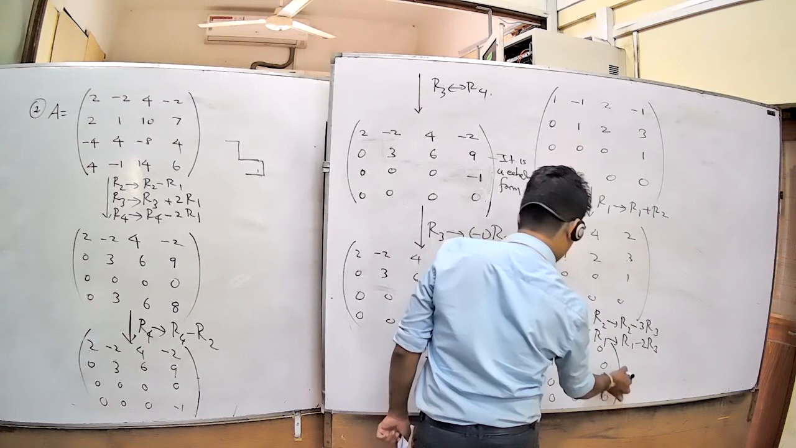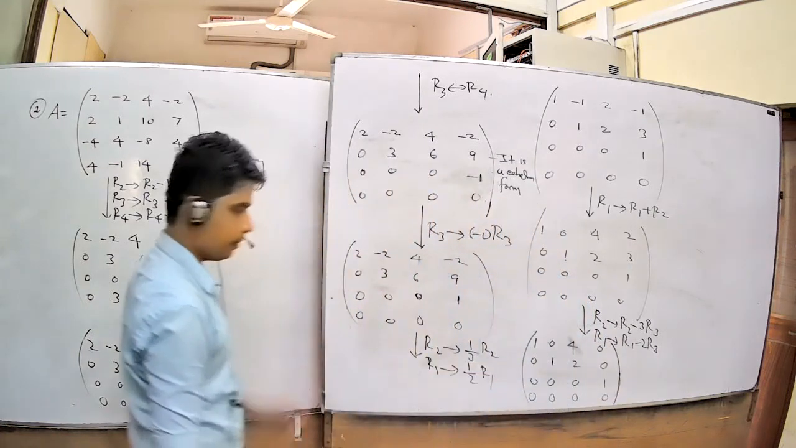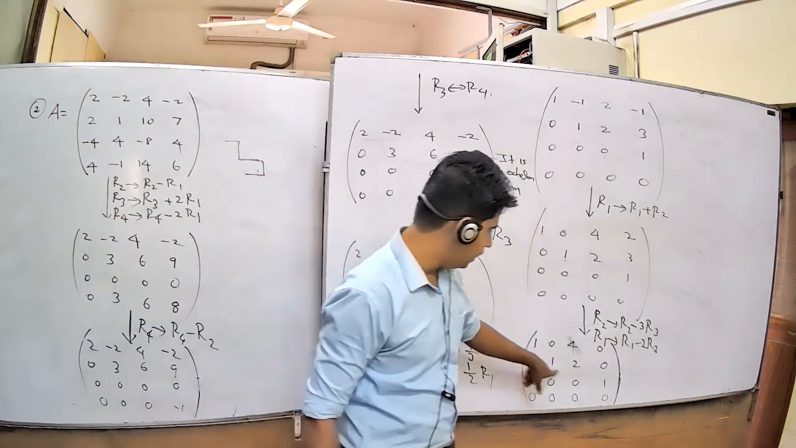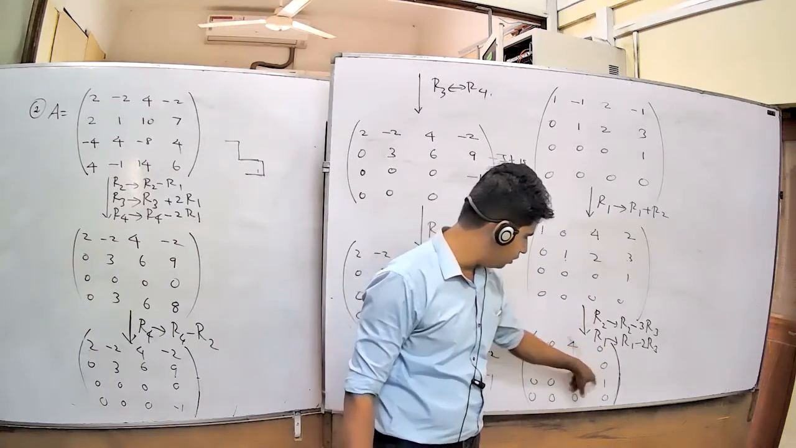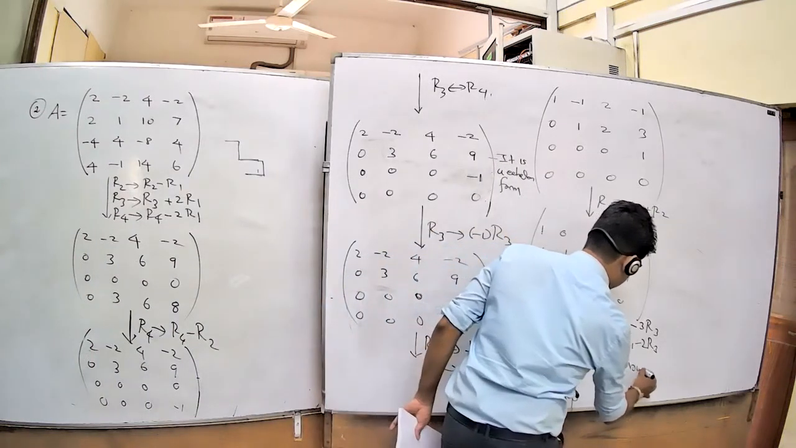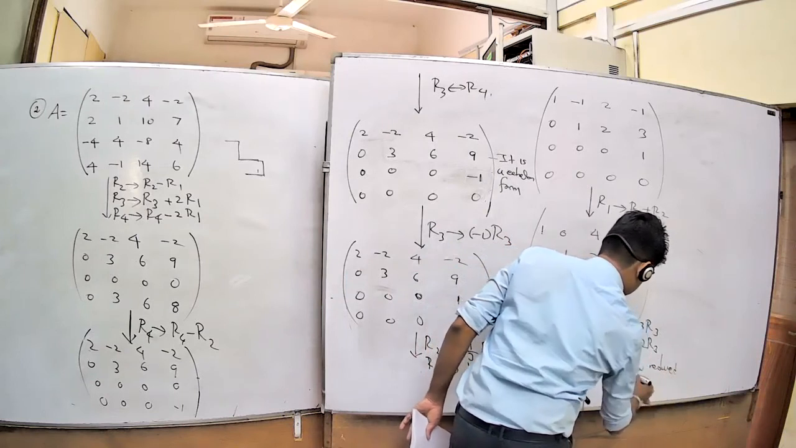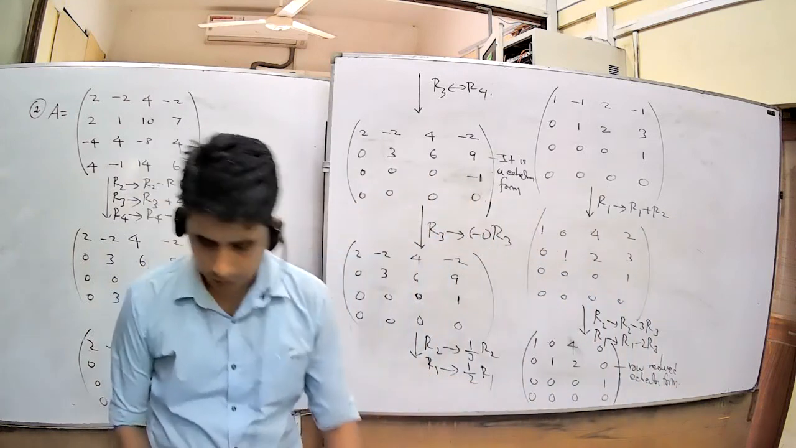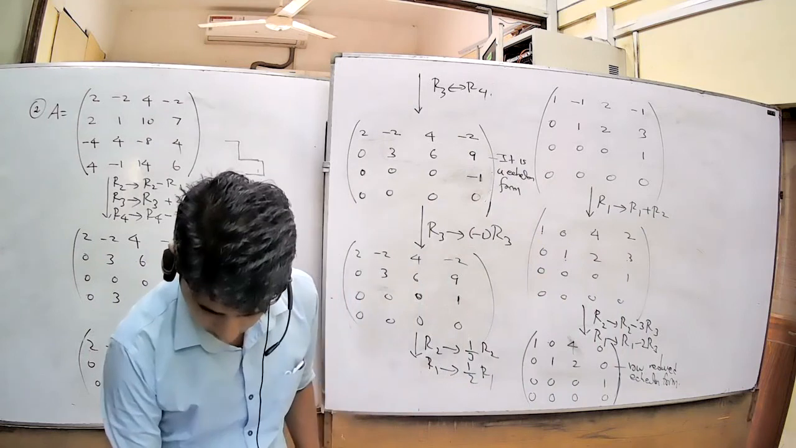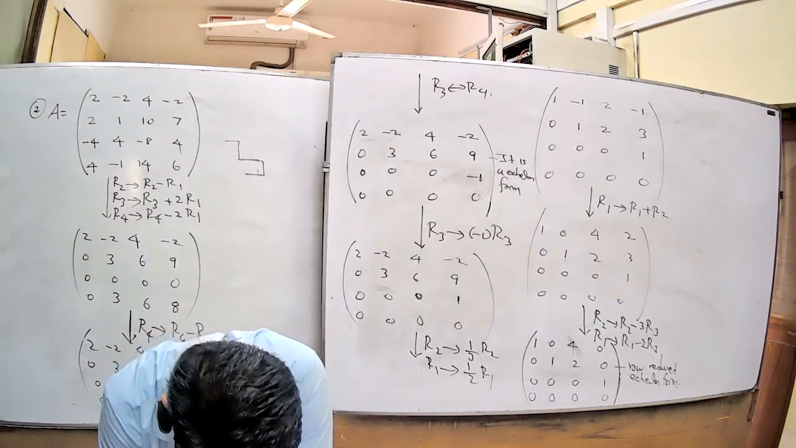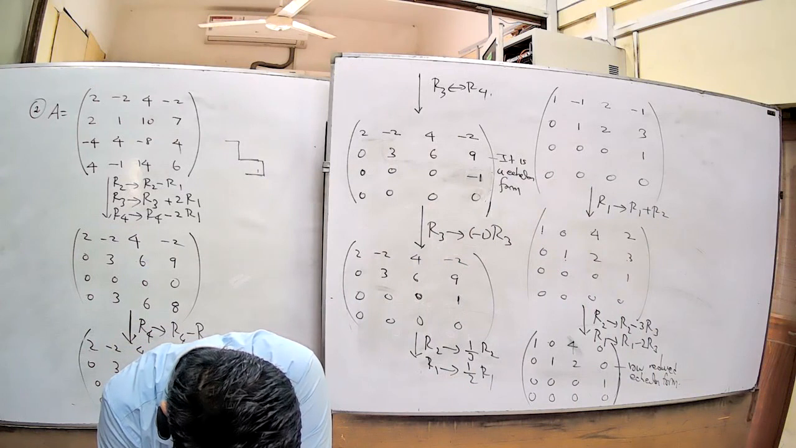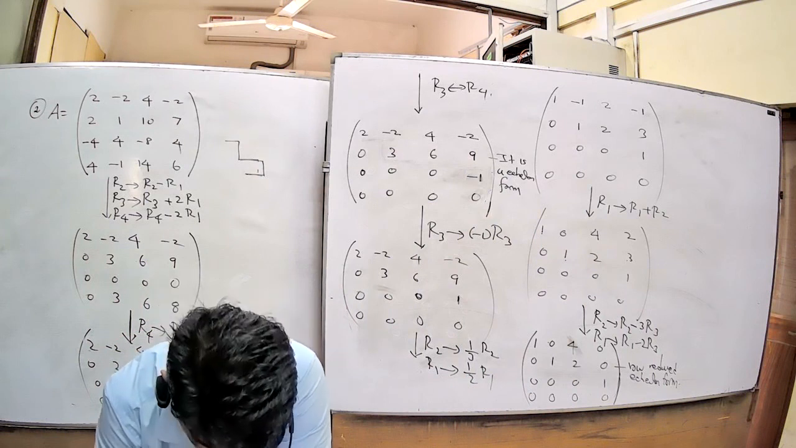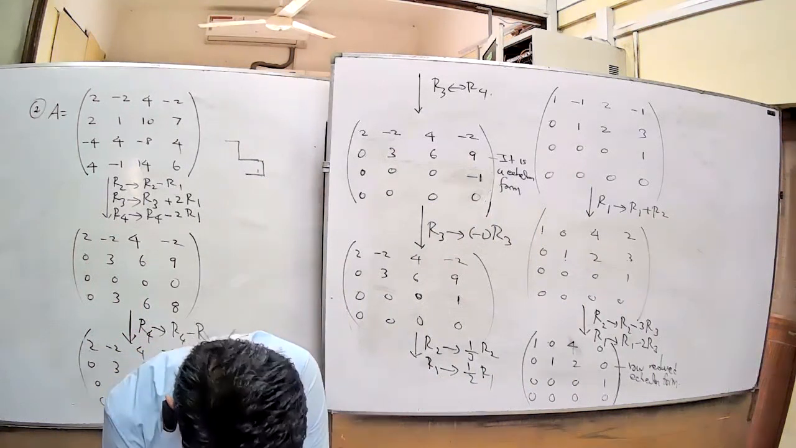Therefore, for the leading entries, here you have a leading entry 1, here leading entry 1, here leading entry 1, other entries are 0. Therefore, it is your row reduced equivalent form. Okay, it is your row reduced equivalent form.